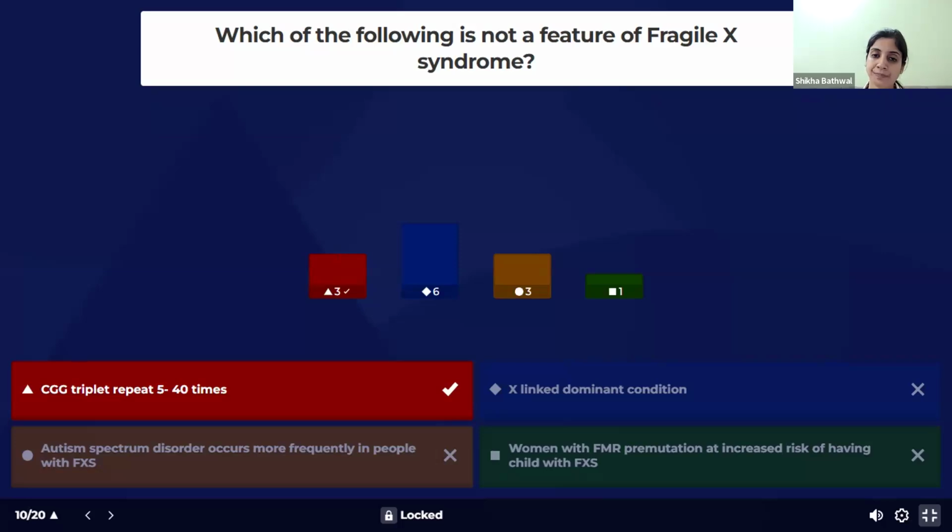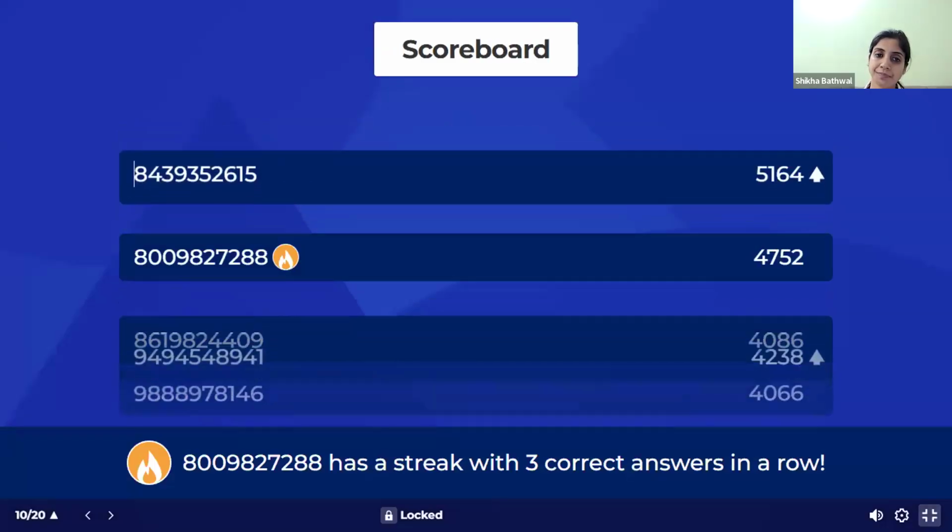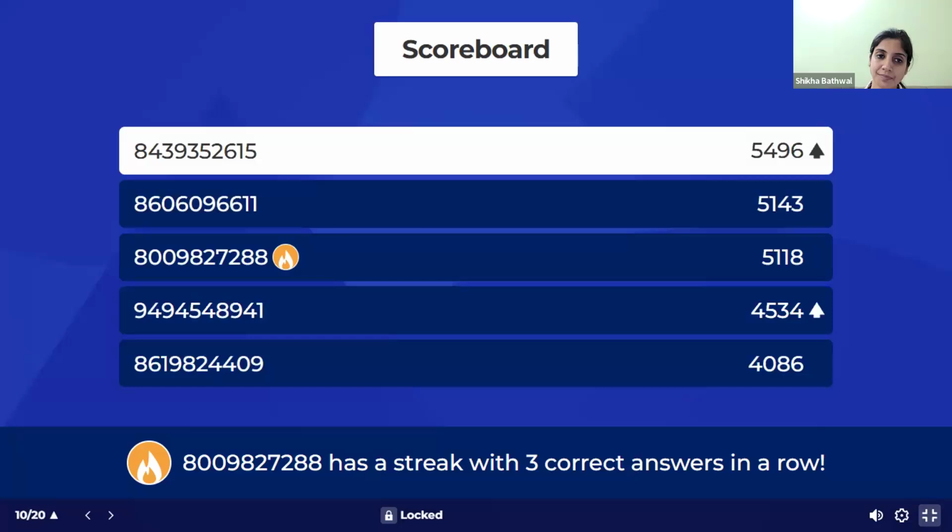Scoreboard. Okay, so 8439352 is leading, and the second person is close. Second and third are quite close. So next question, please.